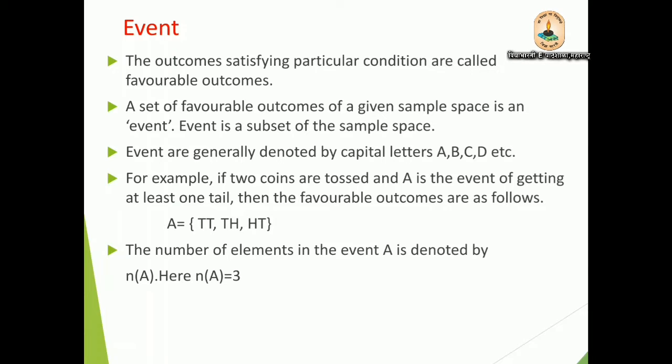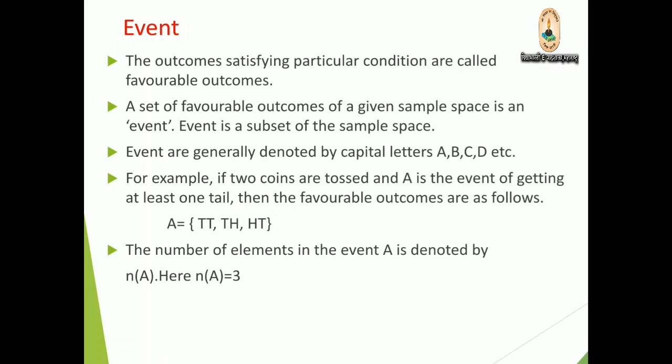Event is the subset of sample space satisfying a particular condition. The outcomes satisfying a particular condition are called favorable outcomes. Hence we can define event as a set of favorable outcomes of a given sample space. Event is a subset of the sample space. In general, event is denoted by capital letters A, B, C, D, etc.